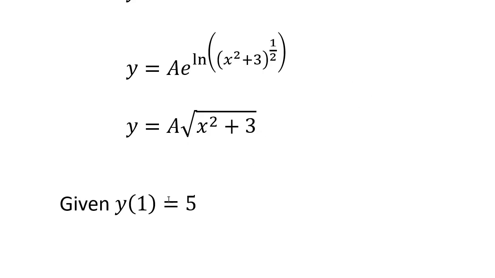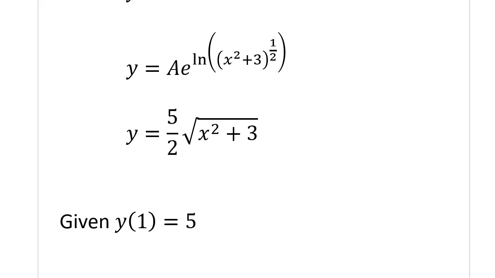And finally, I can put in my starting conditions to calculate a. When x is equal to 1, y is equal to 5, well, that's just 4. Square root of 4 is 2, so a is 5 over 2. And there is the particular solution of my differential equation.